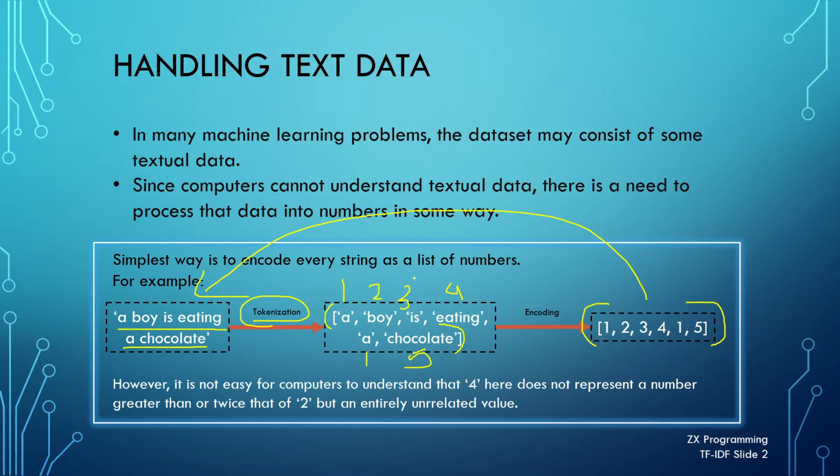However, there's a problem with this encoding. For example, if you see, the word boy and eating do not have any mathematical relationship between them. However, the numbers that they are encoded into, 2 and 4, have a mathematical relationship such that 4 is twice of 2. It is not possible for computers to understand this difference. Hence, we need a much more robust way of encoding text data.